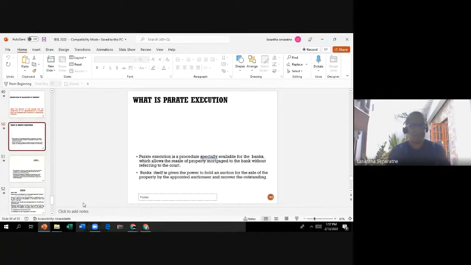Now this parate execution, I think you all know what is parate execution. Once again, without referring to the code, it's a rule applicable for bankers only from the debt recovery provisions. Without going to courts, your board of directors can pass a resolution and it will be open for auction. So here the concern is that today you know it's very difficult for a bank to go for auction.